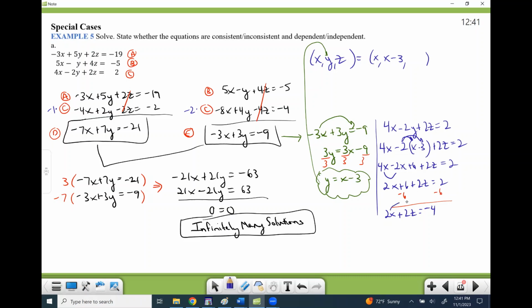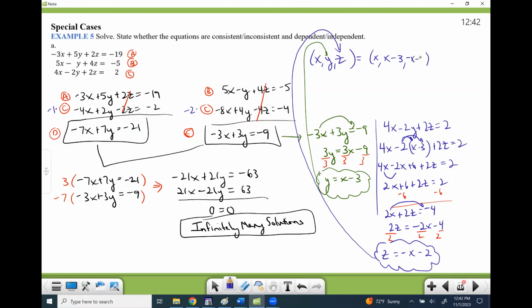So then we'll move the x over, making it a negative 2x. We're on our last step. We'll just divide by 2. So then what we get is z equals negative 1x minus 2. So this is what we're going to substitute into the z spot. So we're going to have negative x minus 2.